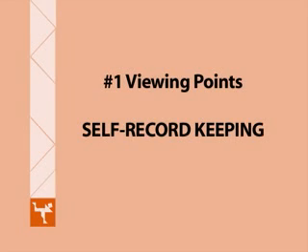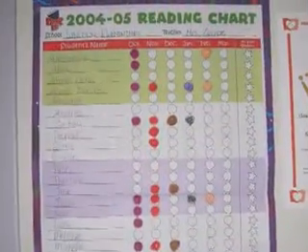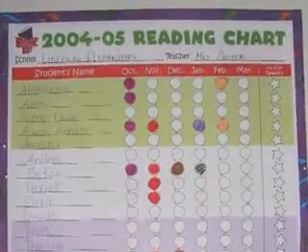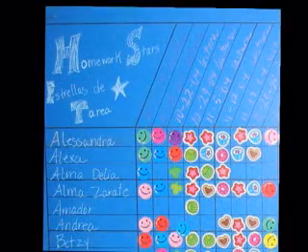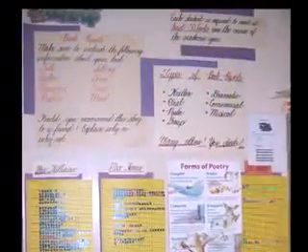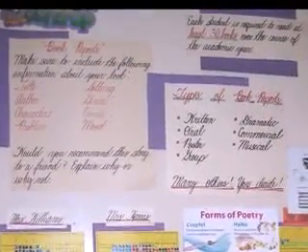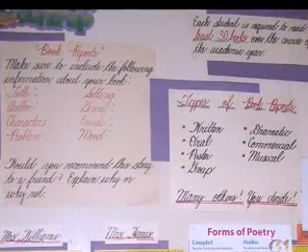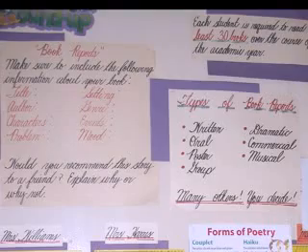Number 1, viewing points, self-record keeping. Video segment number 1. One form of alternative assessment is to have students keep track of their own work. For example, students can track progress on charts similar to these. Students mark the chart when they have finished their work and turned in an assignment. Guidelines for student work can also be posted on the wall. Such guidelines set clear expectations for assignments and for the tracking process.